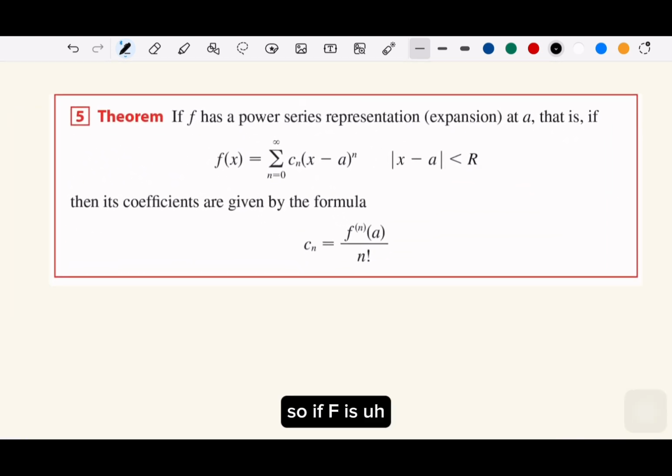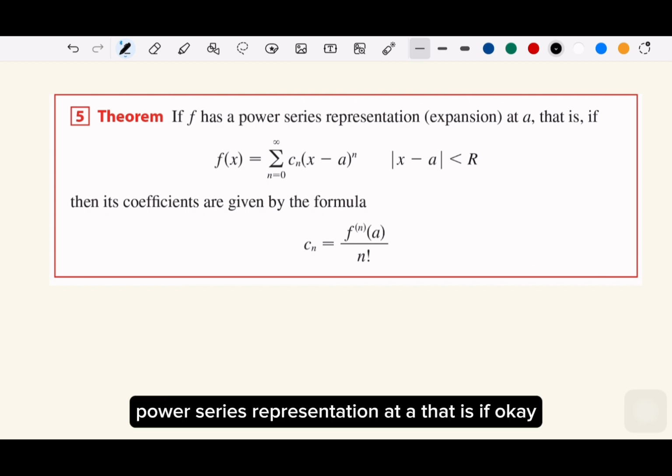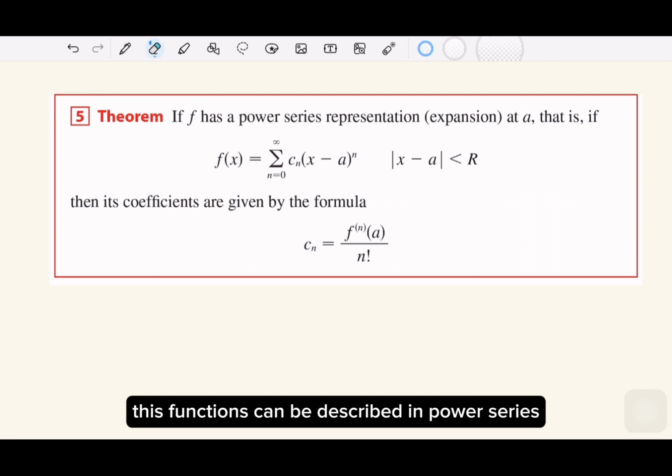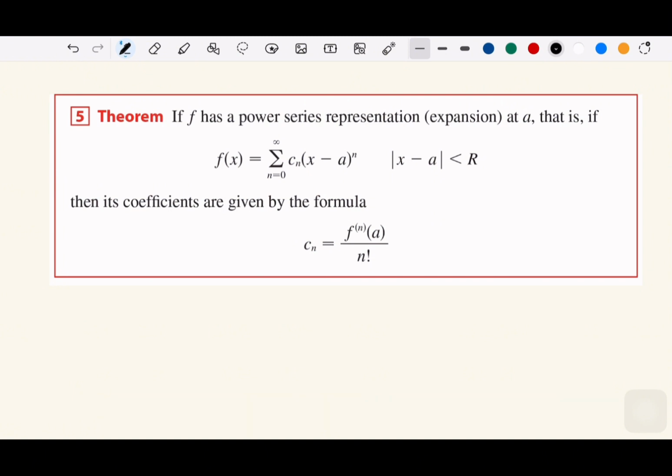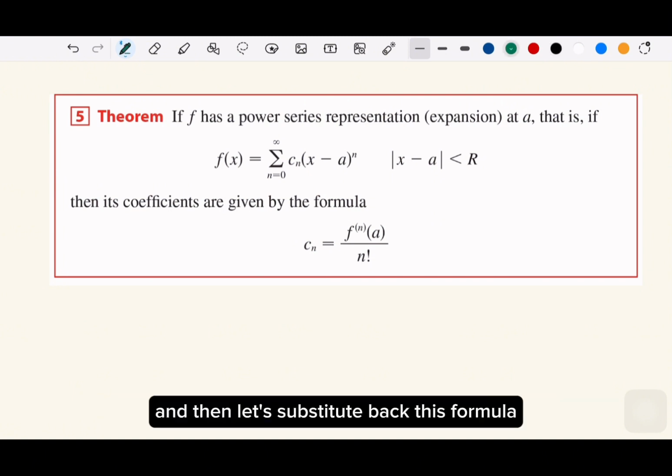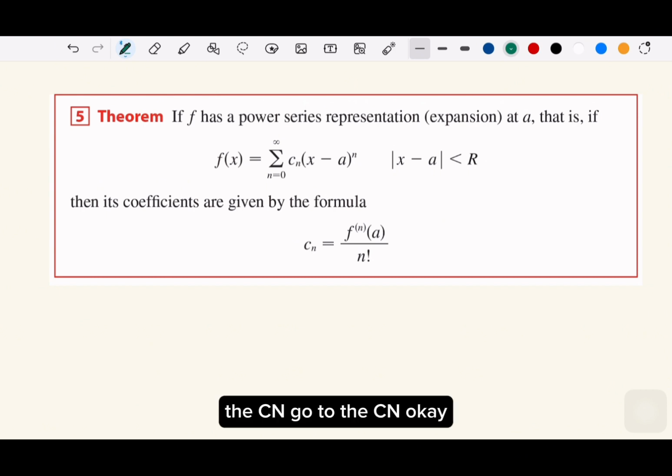So if f has a power series representation at a, that is, these functions can be described in power series, with a certain radius to converge, then the coefficients are given by this formula. And then let's substitute this formula back into the c_n.